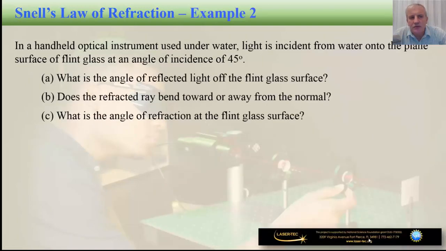So here's an example of how to apply Snell's law of refraction explained on the previous slide. Here we are analyzing a handheld optical instrument that's used underwater. We have light that's incident from water onto the plane surface of the flint glass at an angle of incidence of 45 degrees, and we want to calculate what is the angle of reflected light off of the flint glass surface. Does the refracted light ray bend toward or away from the normal? And finally, in the third portion of this math problem, we want to calculate what is the angle of refraction at the flint glass surface.